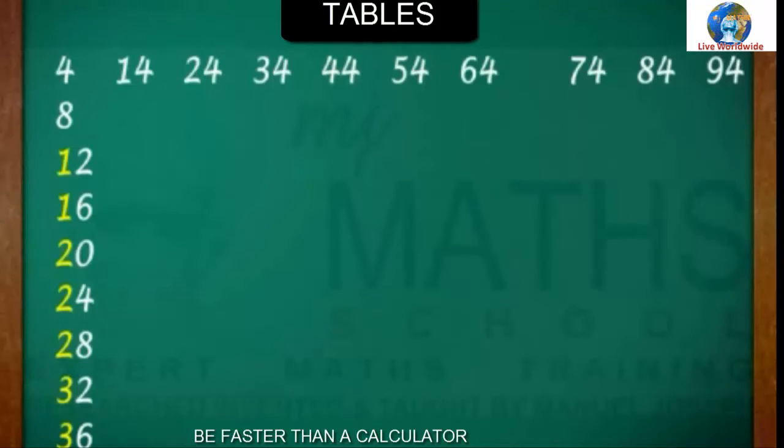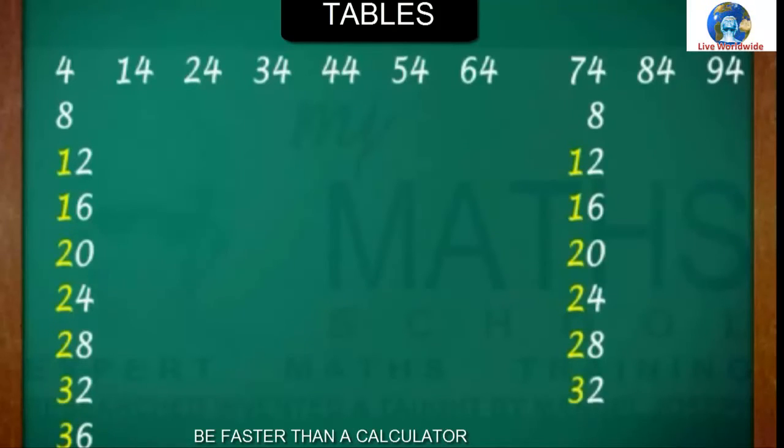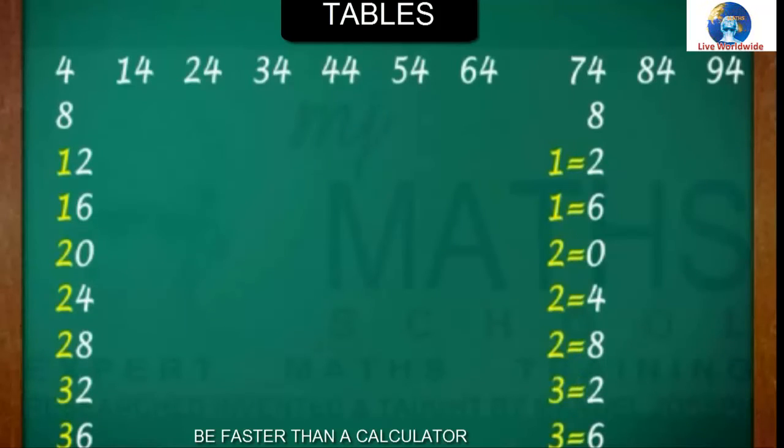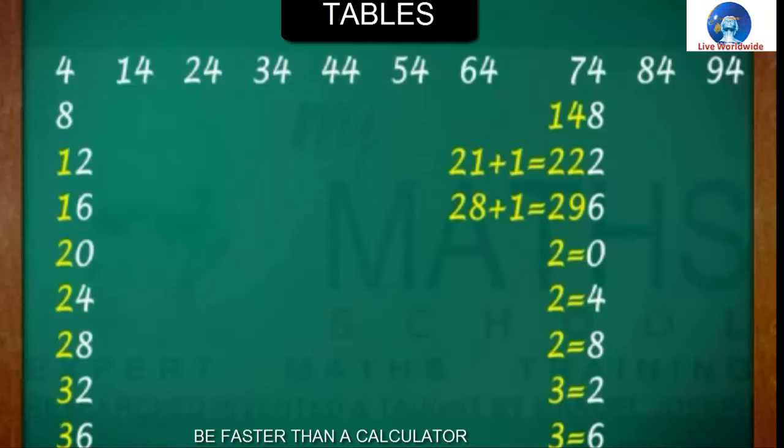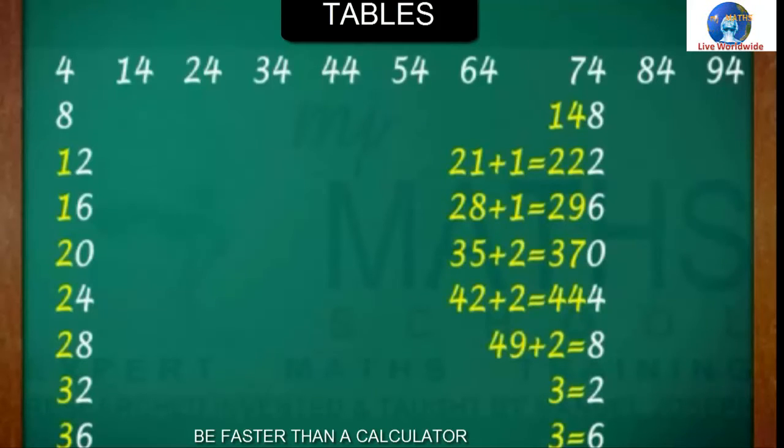Let's say 74. First do a 4 times table. 8, 12, 16, 20, 24, 28, 32, 36. Now you got to do the 7 times tables and just add the carryover numbers. 14. 21 plus 1 is equal to 22. 28 plus 1 is equal to 29. Plus 2 is equal to 37. 42 plus 2 is equal to 44. 49 plus 2 is equal to 51. 56 plus 3 is equal to 59. 63 plus 3 is equal to 66.